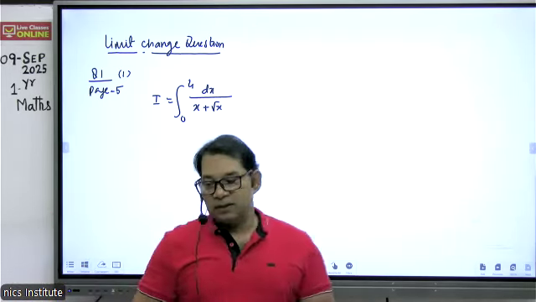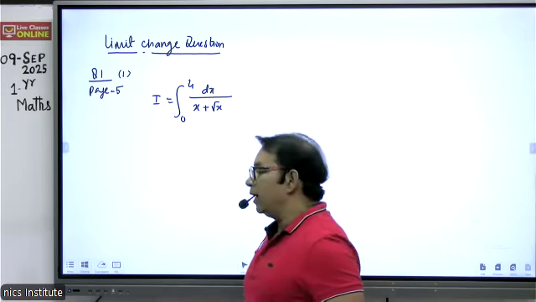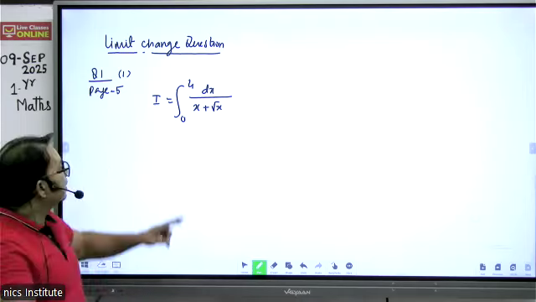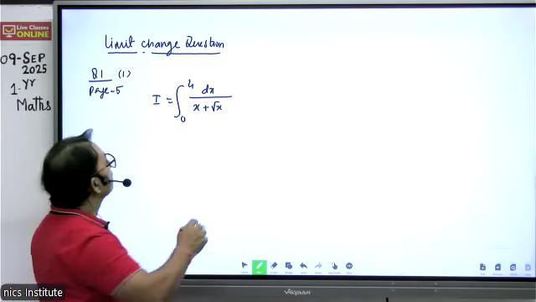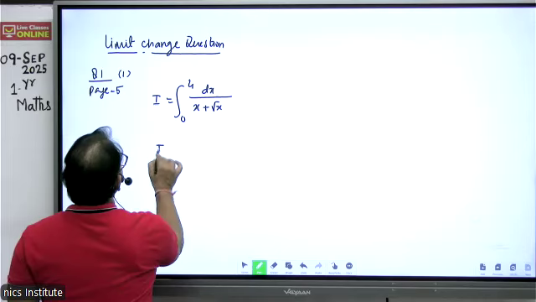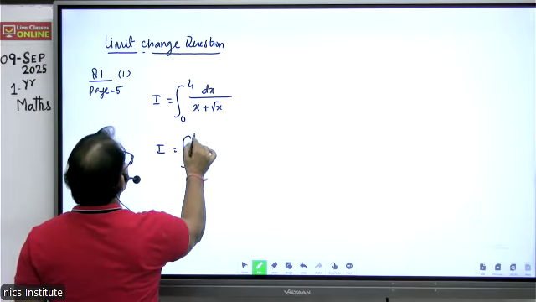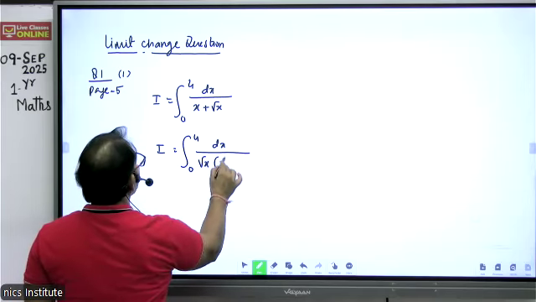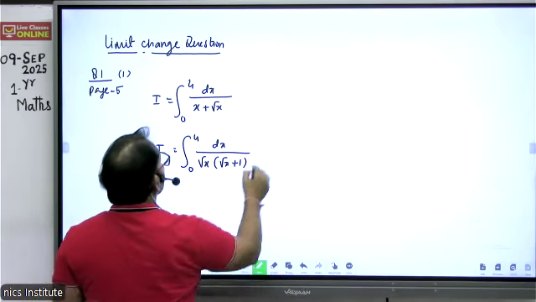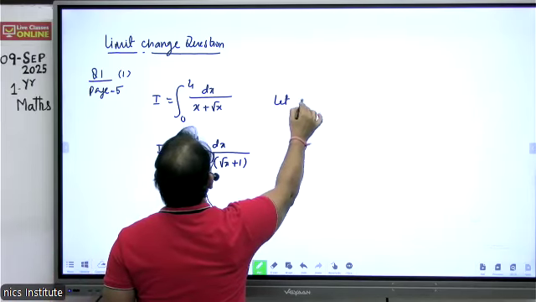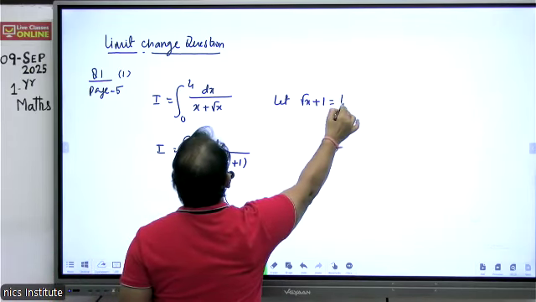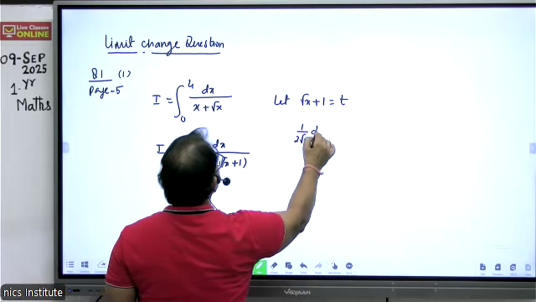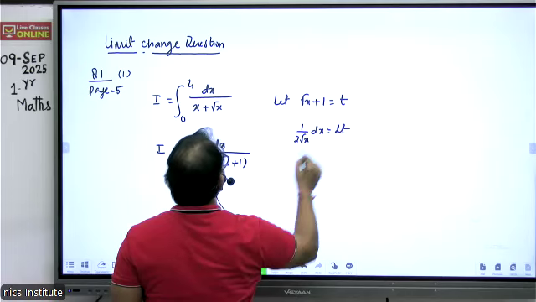Now, first you need to decide what kind of substitution you have to make. And when you make substitution, then you have to change the limits also because these limits are for x. So any idea what substitution you have to make? How to integrate this? If you take root x common, it would be root x plus 1. Now you can make the substitution root x plus 1 is equal to t. If you differentiate, it will be 1 over 2 root x dx is equal to dt.